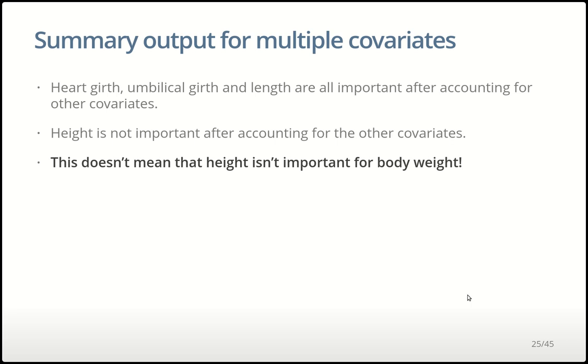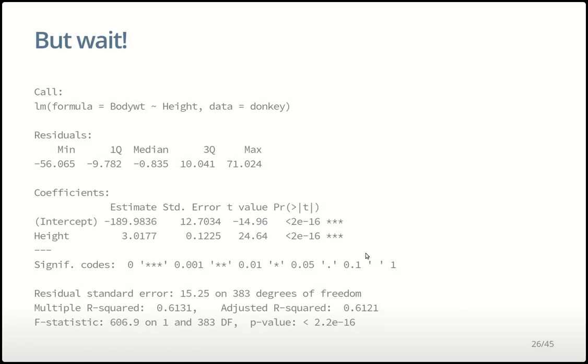But that does not mean that height is not important, right? Clearly, it just makes common sense that height would be important for weight. Taller people are going to be heavier. Taller donkeys are going to be heavier. And of course, we can show this with a linear model. We could have looked back at the graph of body weight versus height. Height would tell us the same thing, right?